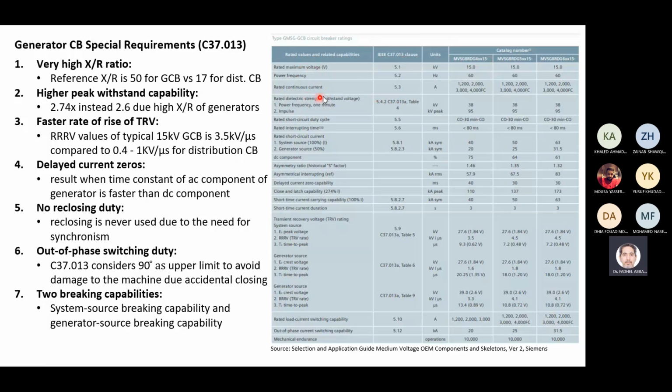What did we say the rated continuous current is? Now in this case, for this model, you can have 1200, 2000, 3000, up to 4000.